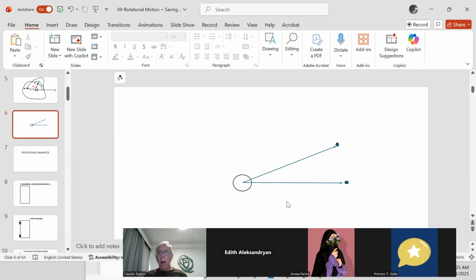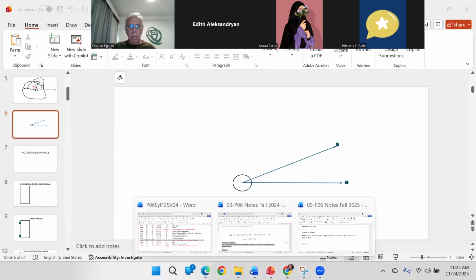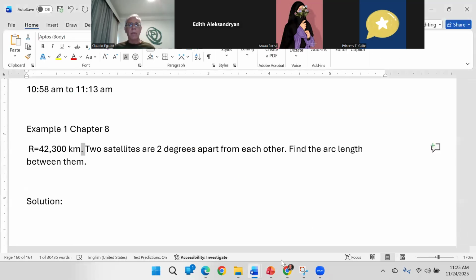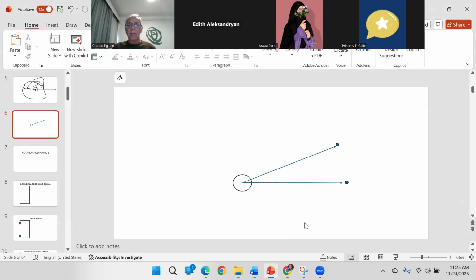Okay, so going back to the enunciate of the problem. Find the arc lengths. He's asking the arc lengths between them. He's not asking the linear distance from each other, right? The arc length is one thing, the linear distance is something else.